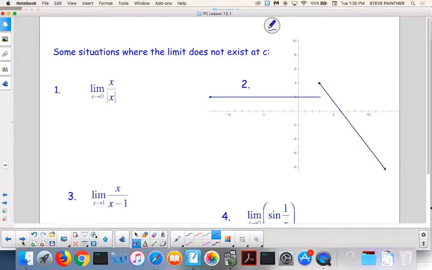All right. These are the ones that are not graphed for you. Actually, that one is, but this one's not. So why don't you, right now, go ahead, use your graphing calculator. Go ahead and graph it. Then give me the limit as you graph it.